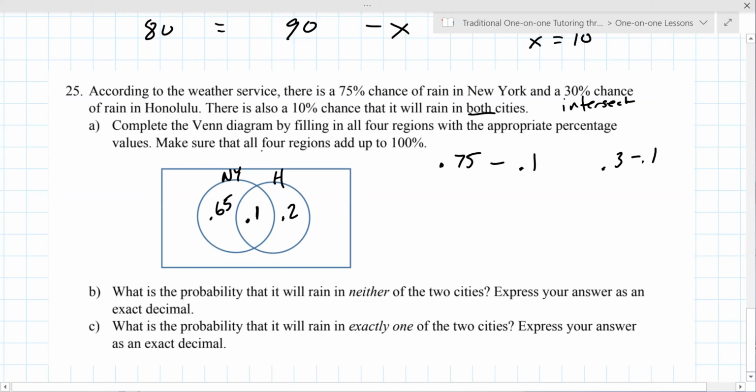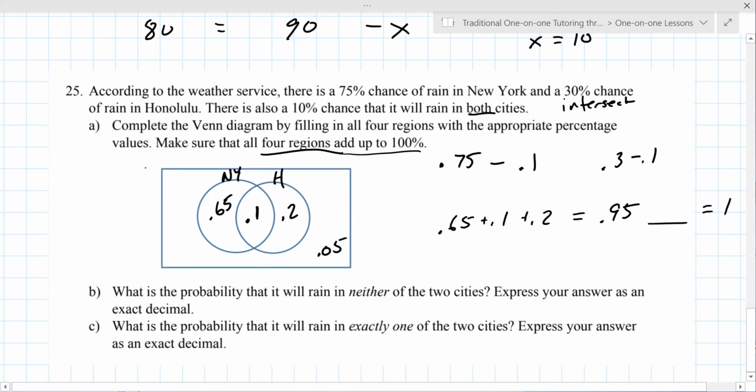Now it says all 4 regions, 1, 2, 3. Oh yeah, there's this one on the outside. So you have to add up those three numbers, 0.65 plus 0.1 plus 0.2. That equals 0.95. And there's something left over to get to 1, and that's 0.05. Okay, so the outside portion. Yes. Gotcha. And that's what it means by add up to 100%.